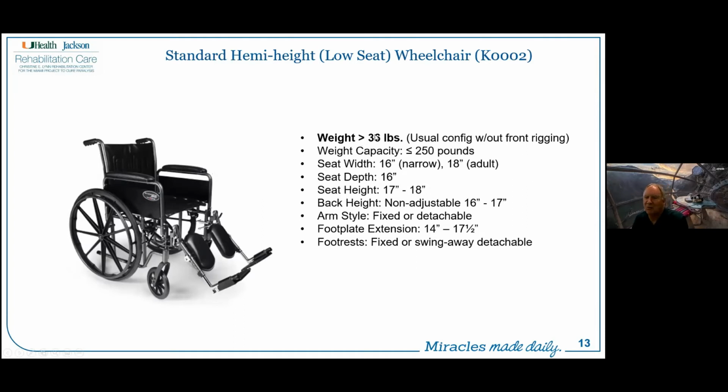Again, this chair is going to weigh more than 36 pounds without the front rigging and will have a weight capacity of up to 250 pounds. The difference between this one and the previous one is this is lower to the ground to allow foot propulsion as you're going through there. But again, typically not one I would prescribe for somebody with a spinal cord injury. You need to know what it is. This is a K2.